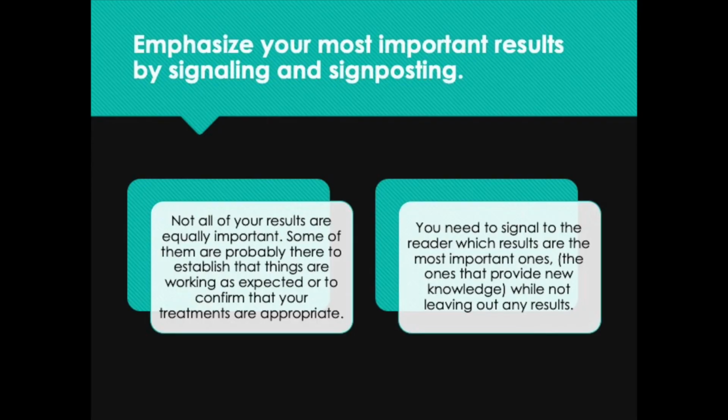So let's look at a little bit more detail at signaling and signposting. One thing that's important to do as you write is to signal to the reader which results are the most important ones. These are the ones that provide new knowledge. But at the same time, you can't just leave out results. So you've got to figure out ways to signal and signpost which results are the most important.